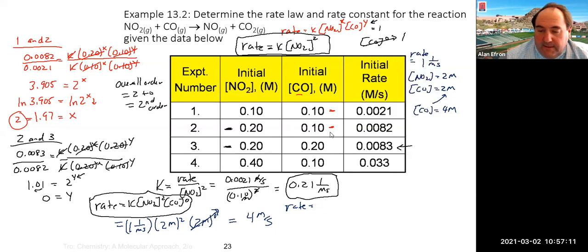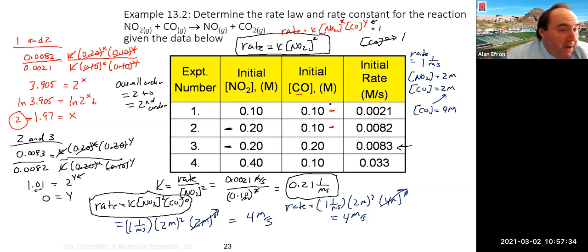There we go. Put in the actual number, 1 over molar seconds. This would still be 2 molar squared, and this would be 4 molar to the 0. Still going to basically be 1, which means my rate would be 4 molar seconds. So in this particular reaction, if we for some reason chose to double the CO, quadruple the CO amount, we're not going to see a change in the rate at all, because the concentration of the CO really has no effect on the rate. And that's what we see here.